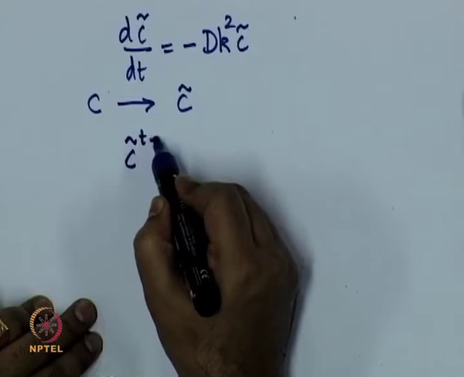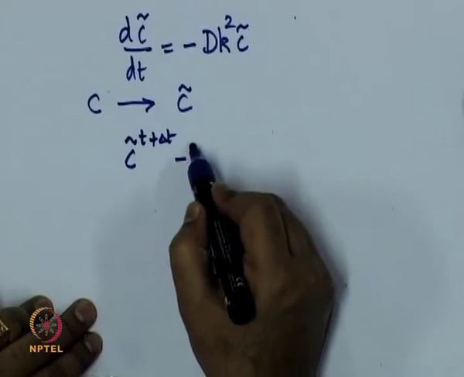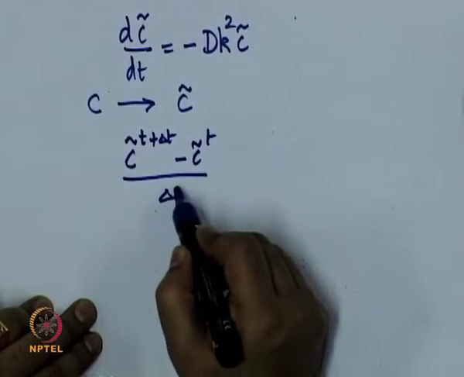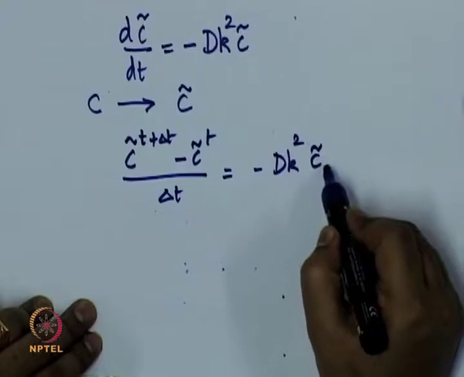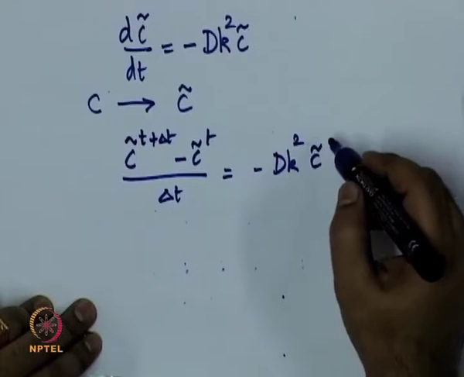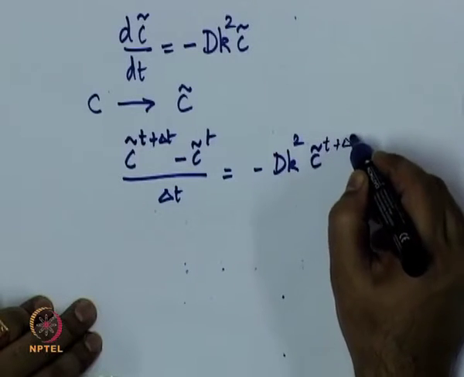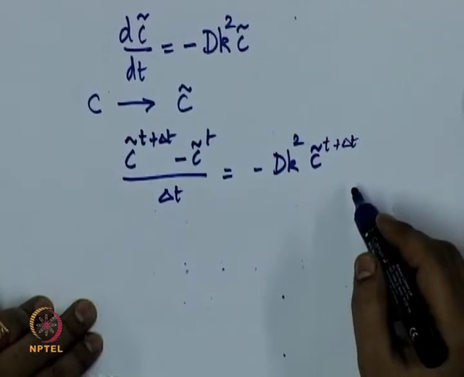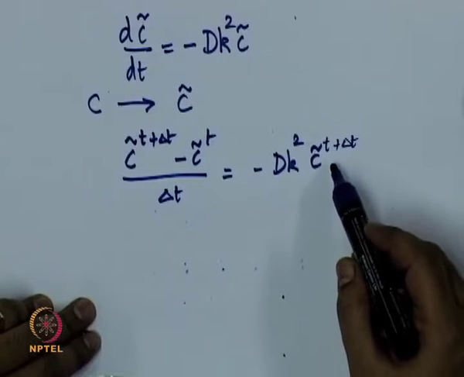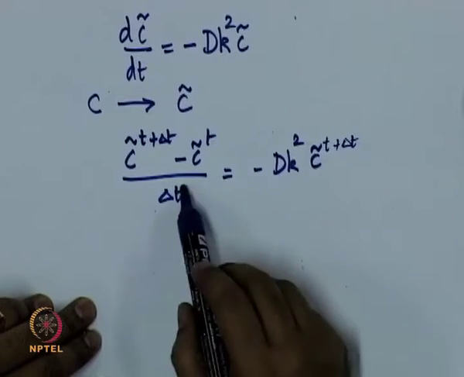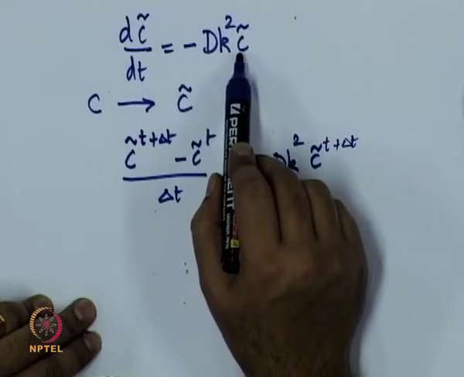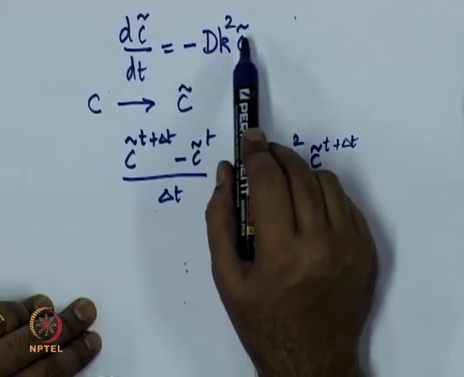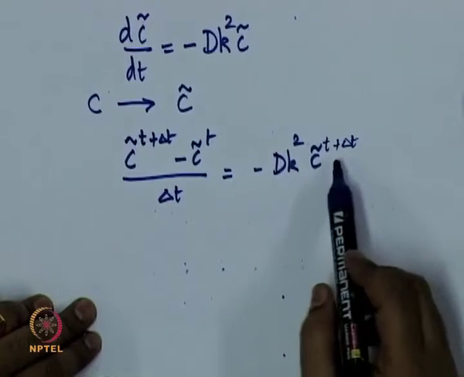So, it is C tilde at t plus delta t minus C tilde at t, divided by delta t, is equal to minus D k squared C tilde, and I am going to take it at t plus delta t. You can also take it at t, but as you will see, t plus delta t is possible, because this has just become a linear equation, just D k squared C. So, it is just algebraic.